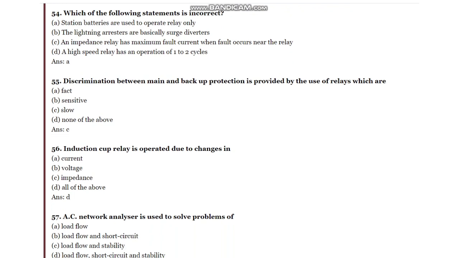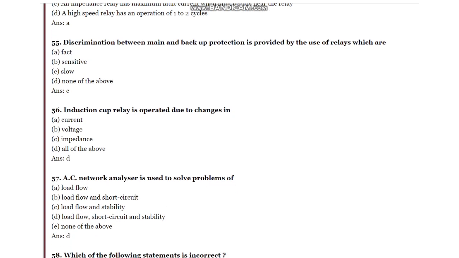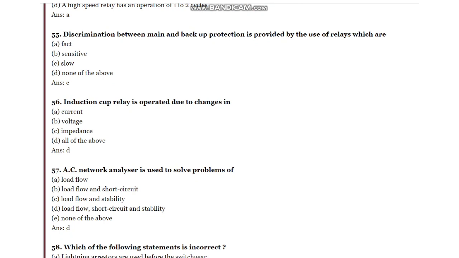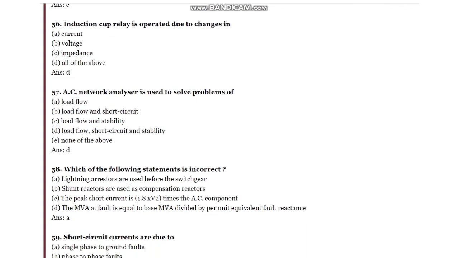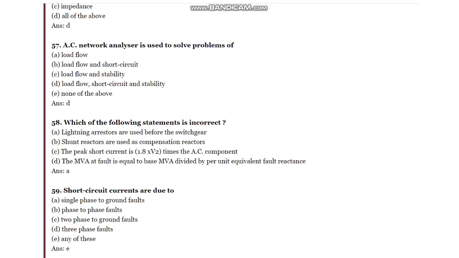Question number 54: which of the following statements is incorrect? Statement A is incorrect, that is station batteries are used to operate relay only. B, C, D statements are correct statements. Discrimination between main and backup protection is provided by the use of relays which are slow. Question number 56: induction cup relay is operated due to changes in current, voltage, impedance, that means first three. AC network analyzer is used to solve the problems of load flow, short circuit and stability.